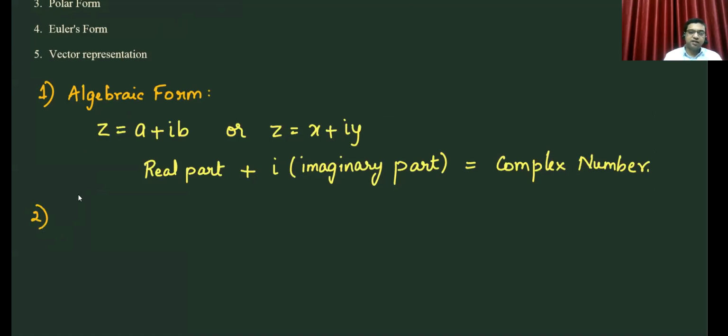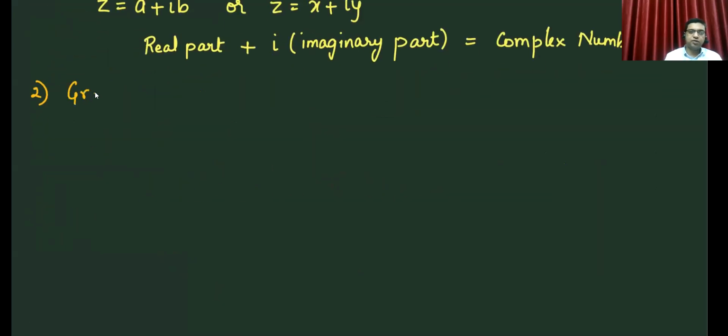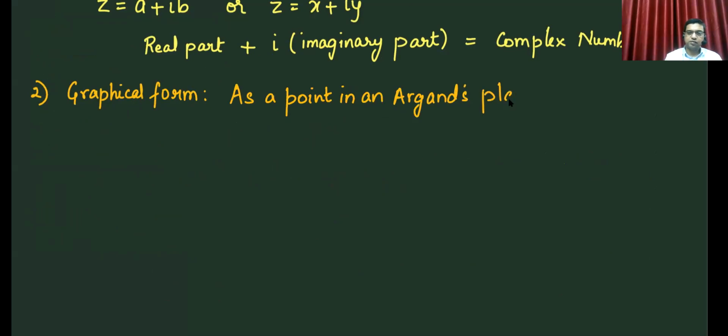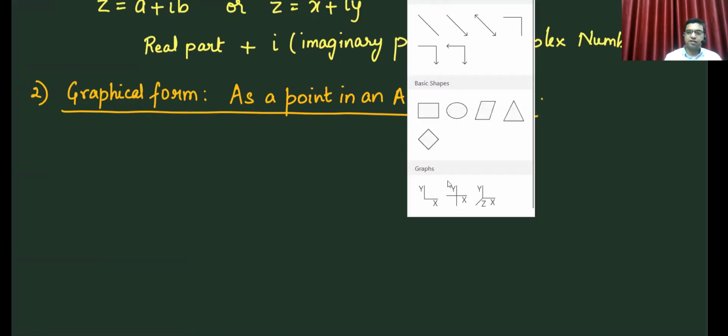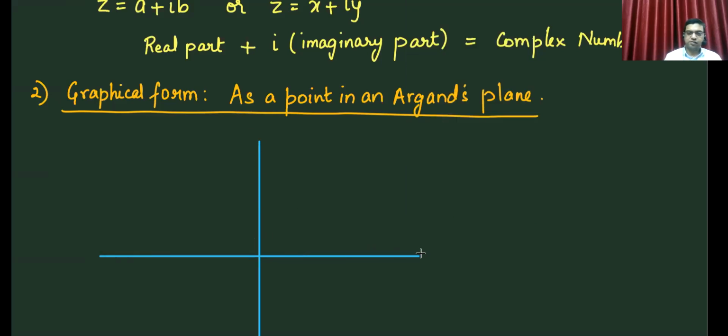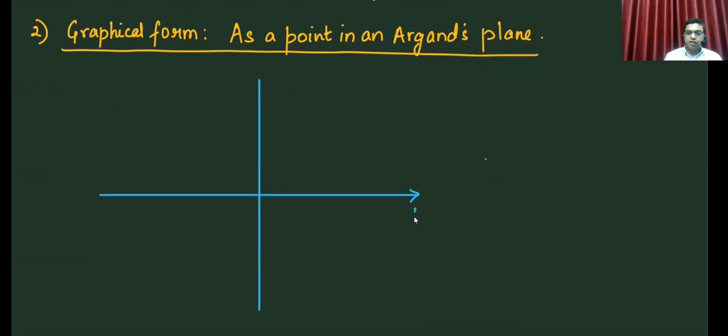Now the second representation is graphical form, as a point in an Argand plane. So this is the graphical form. This is the real part of Z. This is the imaginary part of Z. This is the origin, 0 plus i times 0. Now any point P, or complex P, represents the complex number Z.